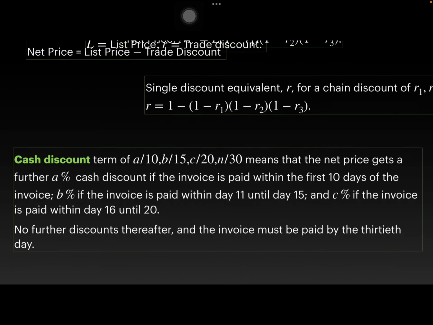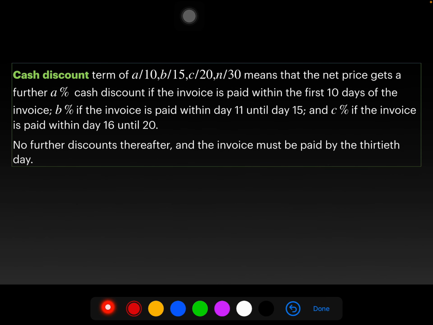On top of trade discount, we also have the cash discount term under the discount topic. A cash discount term is usually quoted in this format: A/10, for example, B/15, C/20, and N/30. This means that A% cash discount will be further offered if our invoice is paid within the first 10 days.